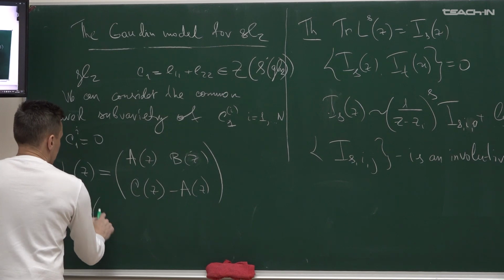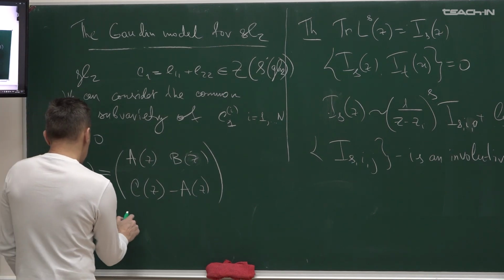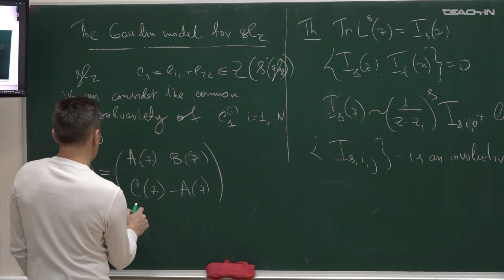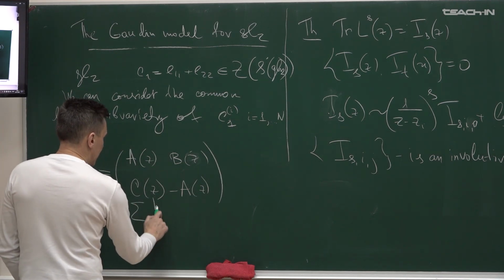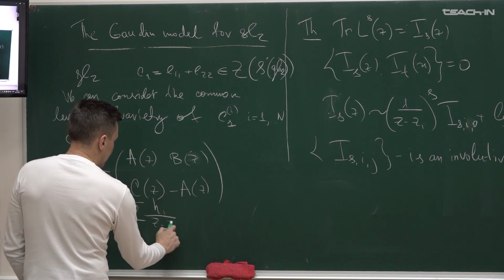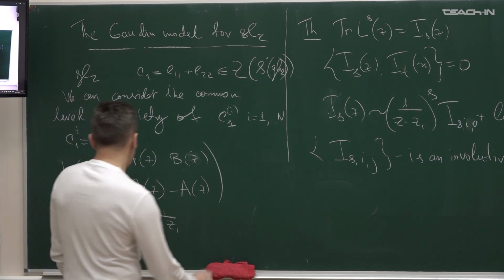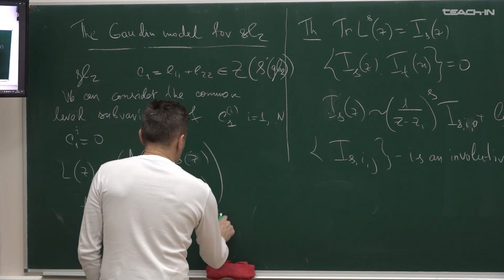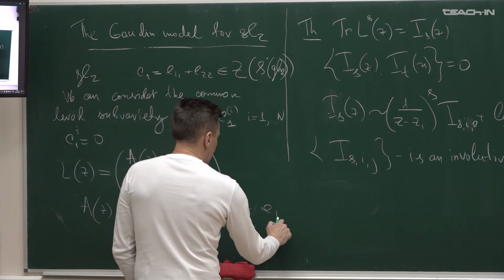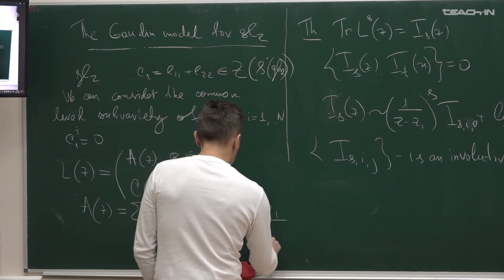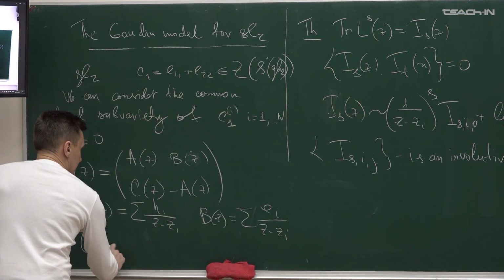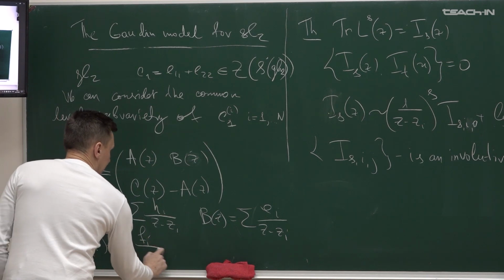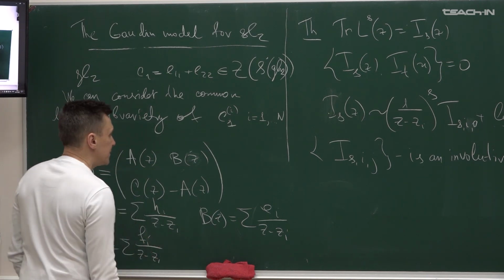A of Z is H, E, F, H. It is equal to the sum of H_i over Z minus Z_i. B of Z is the sum of E_i over Z minus Z_i. And C of Z is the sum of F_i over Z minus Z_i.